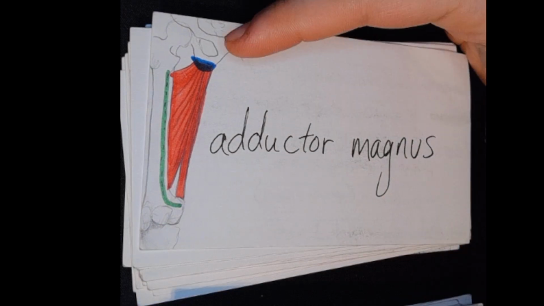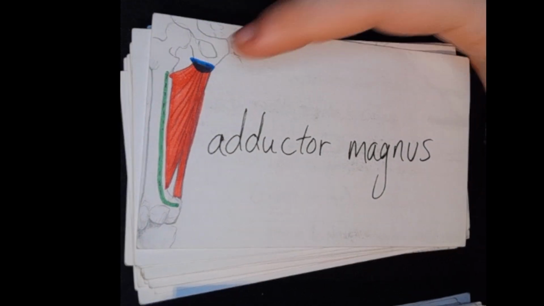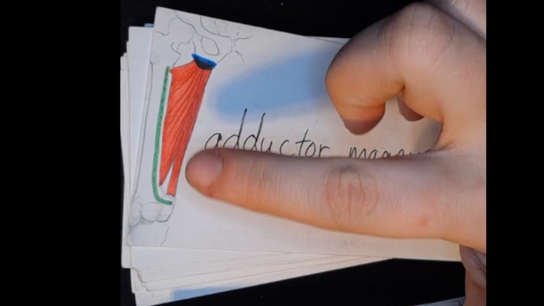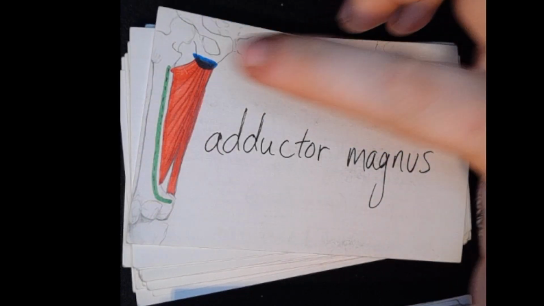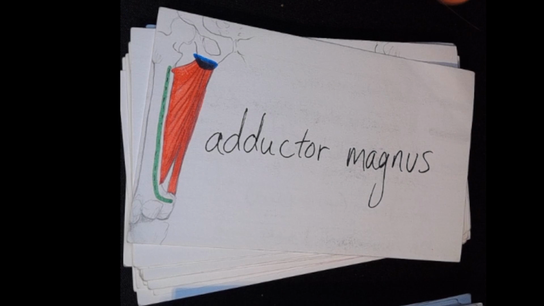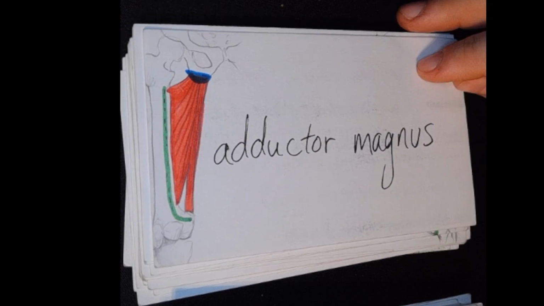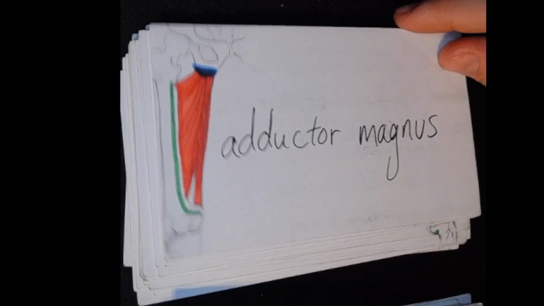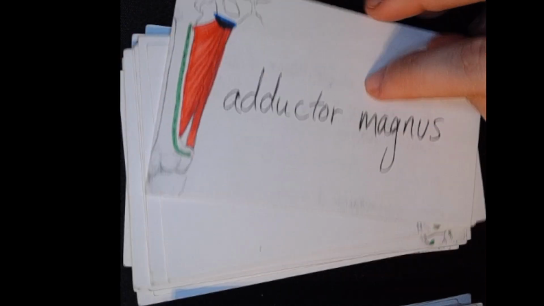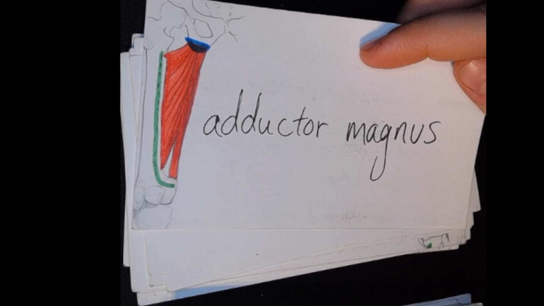Adductor magnus. Origin, ischium and pubis. Insertion, linea aspera and adductor tubercle. Action, hip adduction and hip flexion of the superior fibers, and hip extension with the inferior fibers. Innervation, obturator nerve and sciatic nerve.